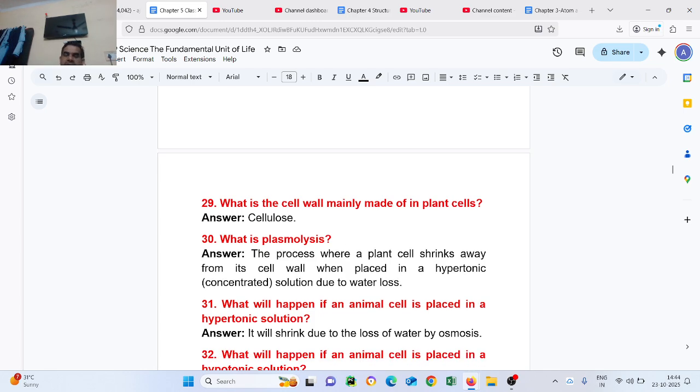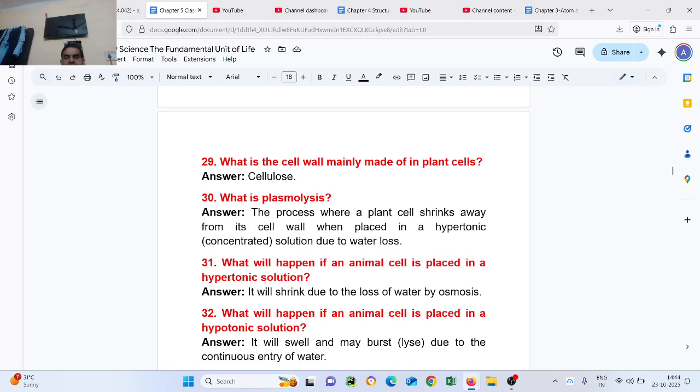Question number 30. What is plasmolysis? The process where plant cells shrink away from the cell wall when placed in a hypertonic concentrated solution due to water loss.